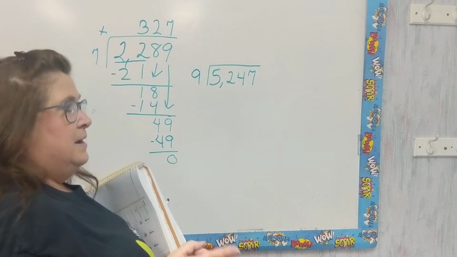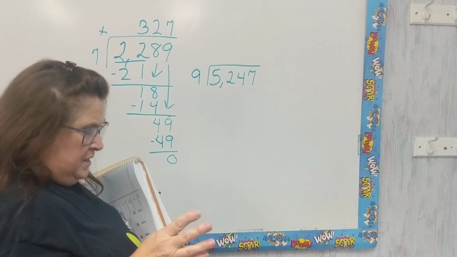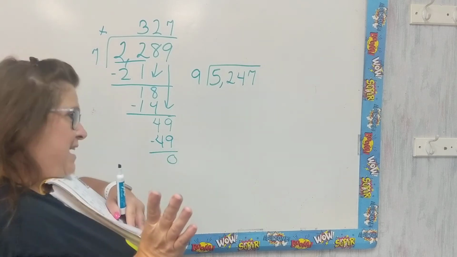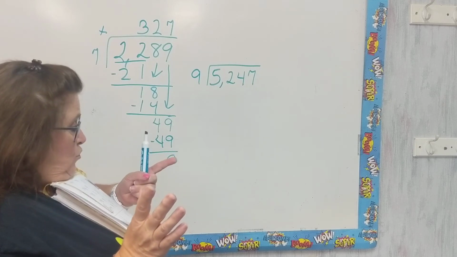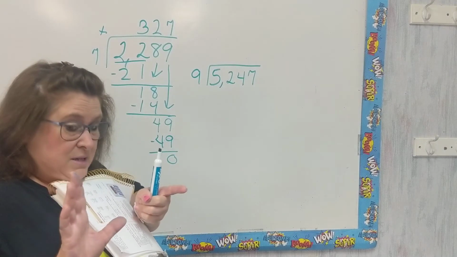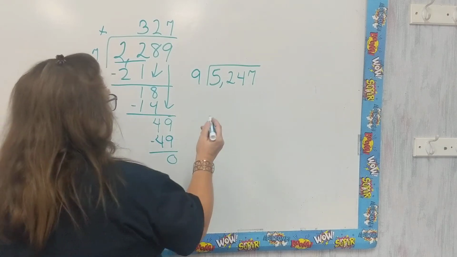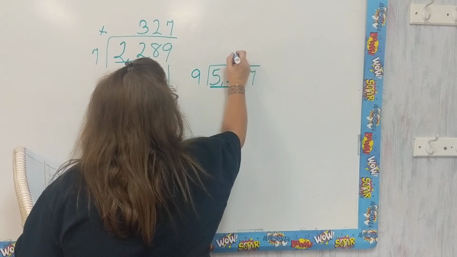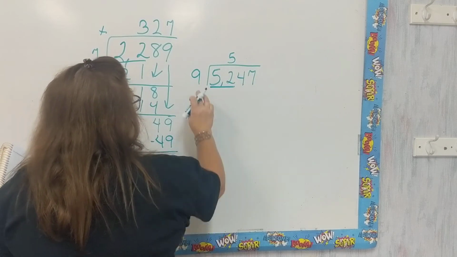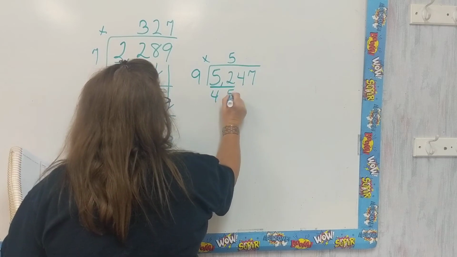Well, we have 9, 18, 27, 36, 45, 54. So we passed it. So it's only going to go in how many times? 5 times. So we put our 5. It can't go into 5. It can go into 52. Our 5 goes above the 5. 9 times 5 is 45. So we write that underneath our 52.